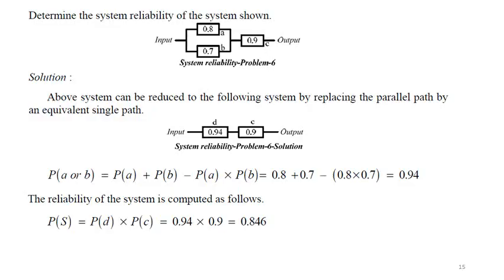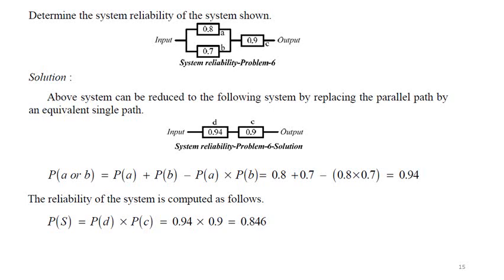I have to do one or two examples for solving the problem, how we will find the system reliability for a mixed system. Look into the first example, look into the figure. We have three components A and B, input, output. A and B are connected in parallel. C is connected in series with the combination of A and B.